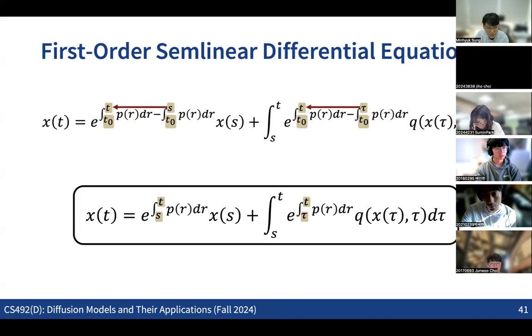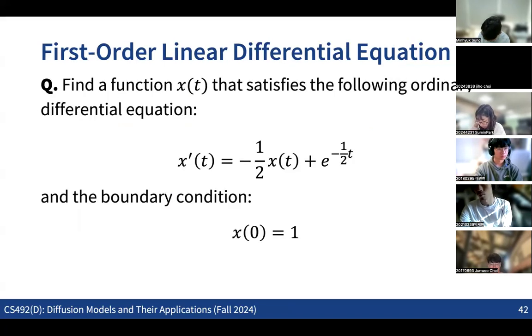So based on this, let's do one more exercise. Now let's think about the case where we are not having the linear term here, but some kind of offset here. We have the same boundary condition. Can you find the x_t that satisfies these two conditions?